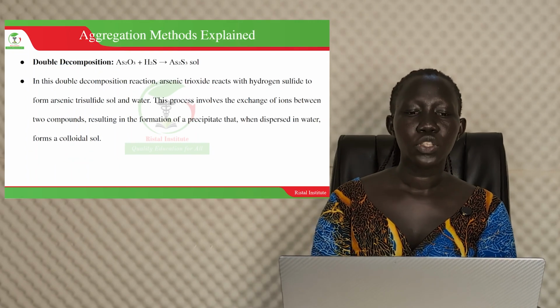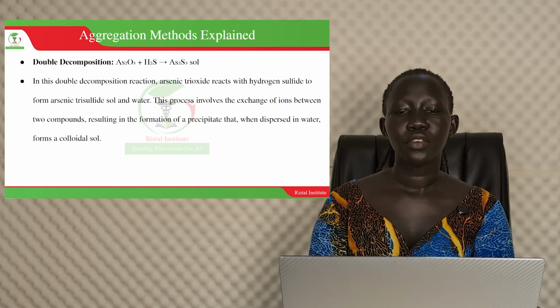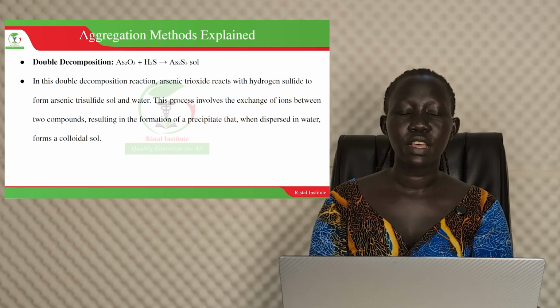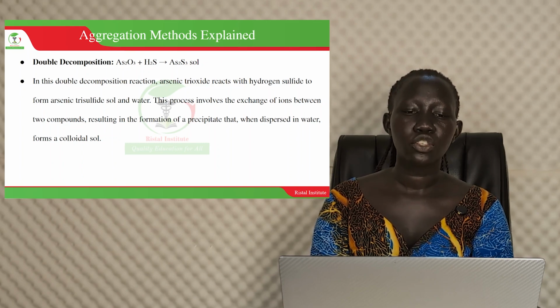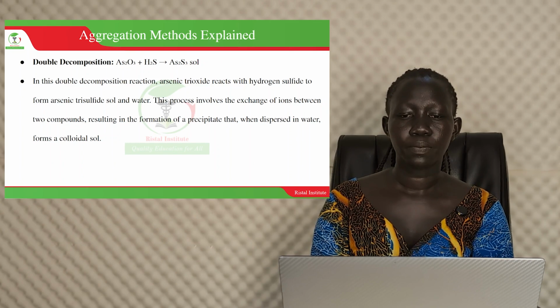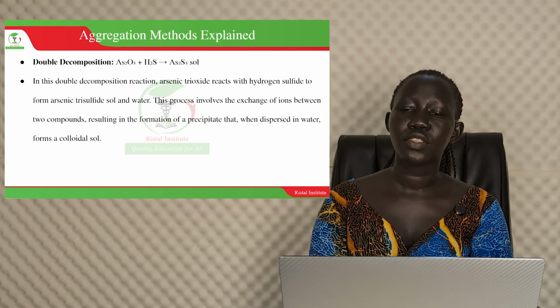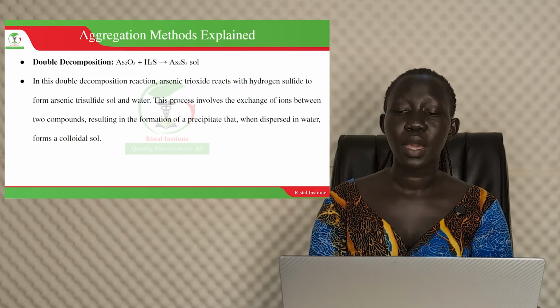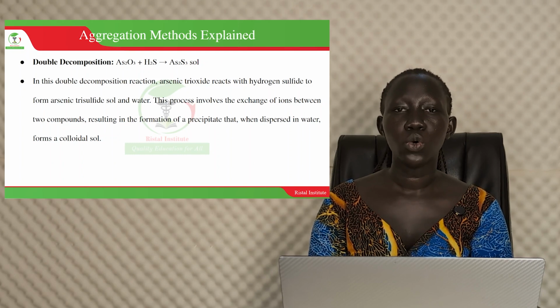In the double decomposition, we have a reaction between arsenic trioxide and hydrogen sulfide to form arsenic trisulfide sol and water. And this process involves the exchange of ions between two compounds, resulting in the formation of a precipitate that, when dispersed in water, forms a colloidal sol.